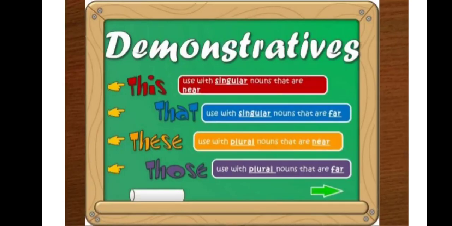Okay, children, can we do that again? This we use for things that are very near to us, and that will be a singular noun. That we use for things that are far from us, and they will be singular. These you use for plural nouns, so many things which are near to you. Those you use for things that are far away, but they will be plural nouns. Fine, children?